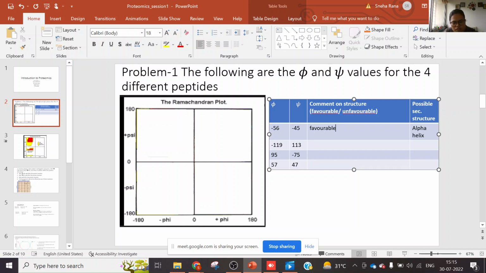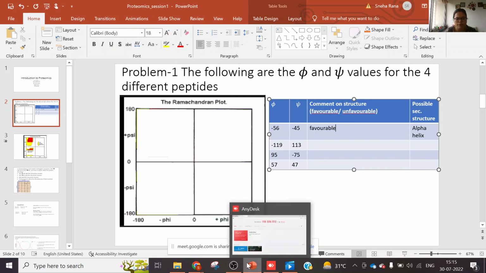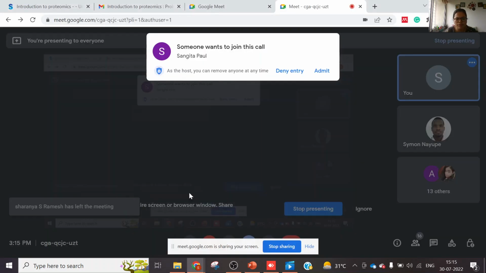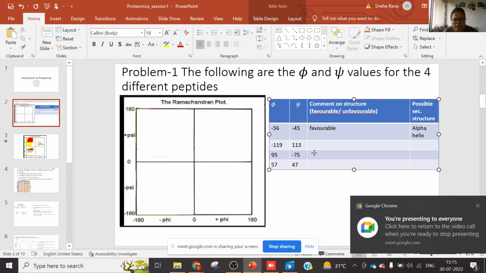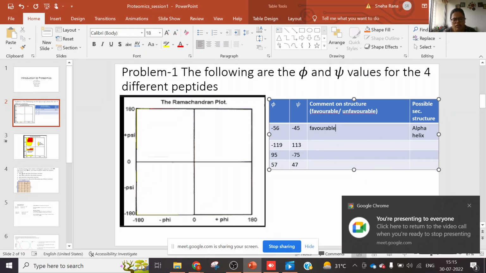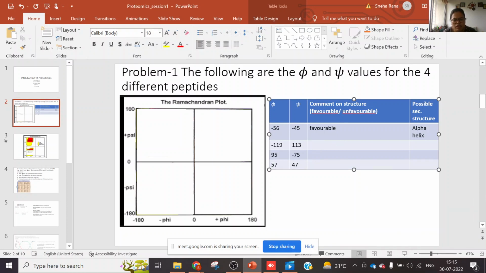Okay. So I think the second one is not acceptable. It's not favorable. Can you please repeat what you were saying? The second one, I think it is not going to be favorable. It's not favorable.